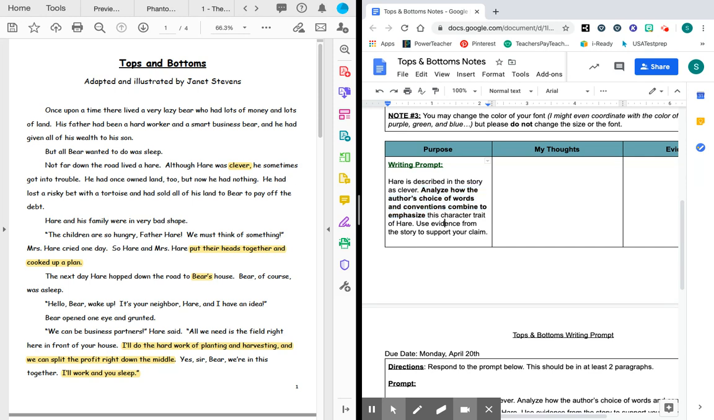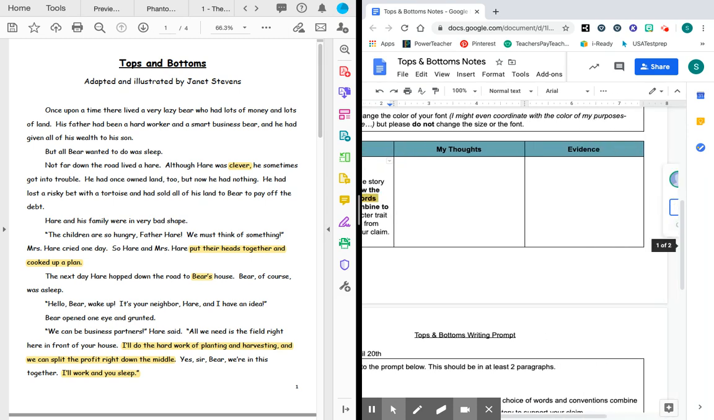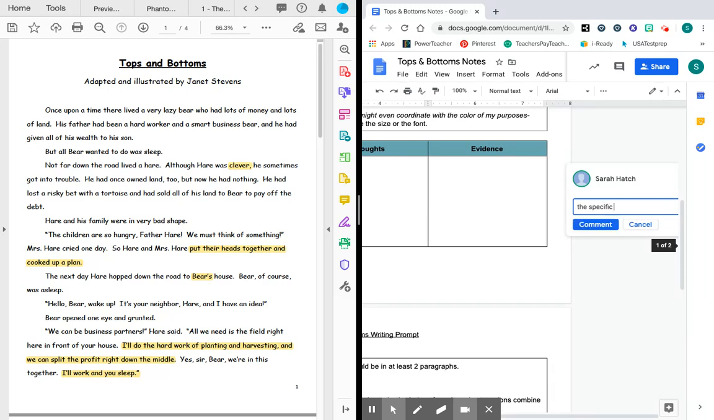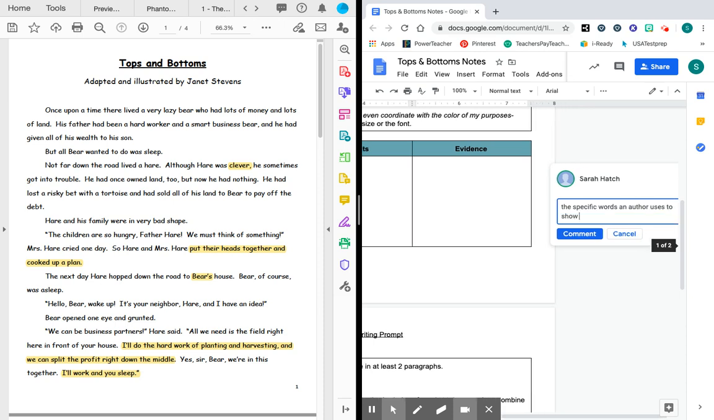Okay, so you're going to watch and listen to how I think through and how I get answers to this prompt. All right, so I've got to analyze the author's word choice and conventions. What does this mean? Word choice, that's easy. The specific words an author uses to show cleverness. Conventions means things like punctuation in this case.